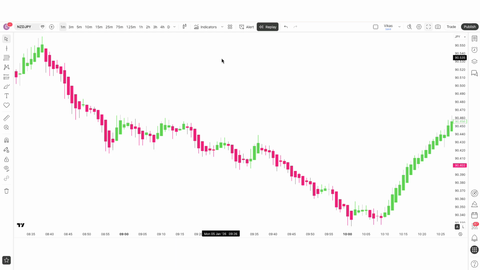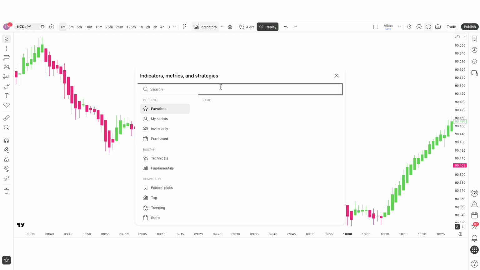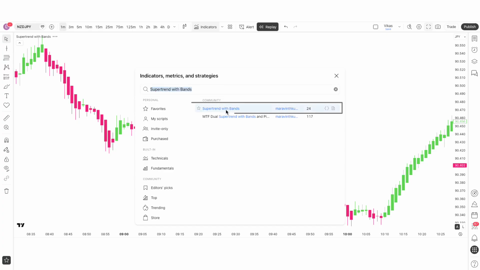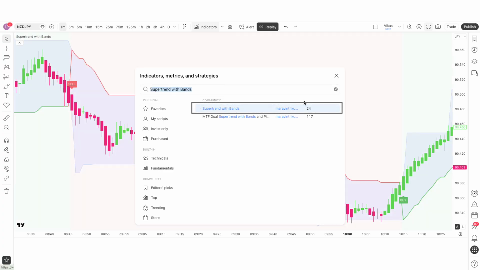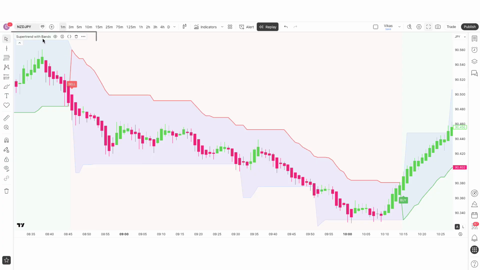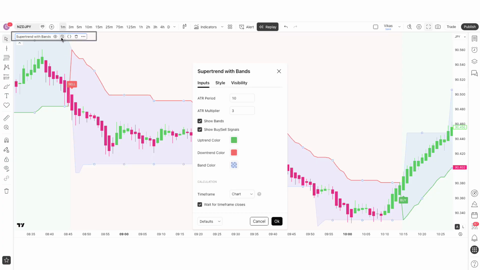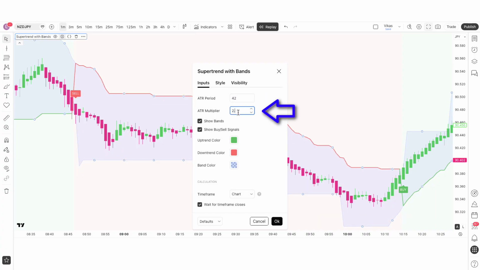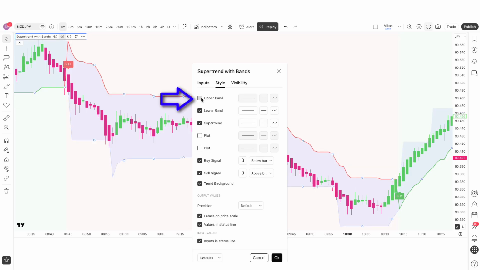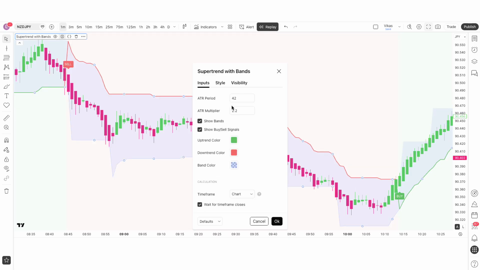Next, you'll want to find those magic indicators. Head over to the Indicators tab and search for the Super Trend with Bansal. Select the indicator made by Mara Vinthku and add it to the chart. Now the indicator settings change for perfect signals. First, we change the ATR period option from 10 to 42, and after that change the ATR multiplier option from 3 to 2.2. And we have to keep these options hidden. Here, everything is fine after that.